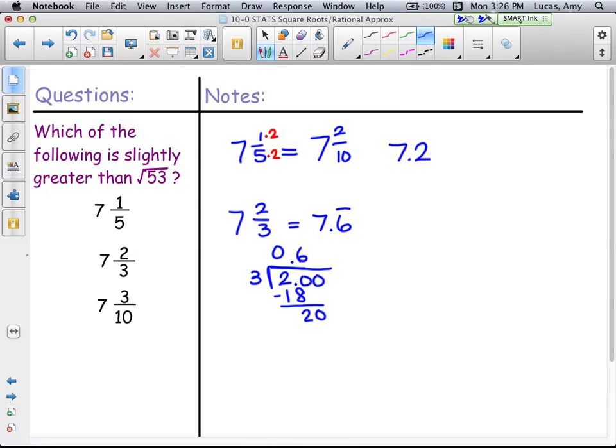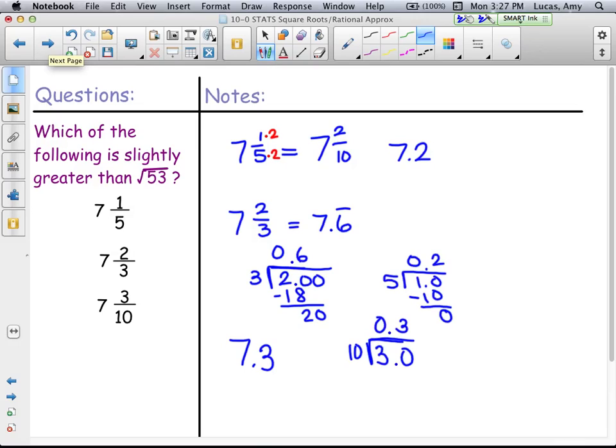1/5, if you're not good at knowing that 1/5 is the same as 2 tenths, which is 7.2, you could divide 5 into 1.0. 5 goes into 10 twice. So that's how you could determine that 1/5 is 2 tenths. And then the bottom one, 7 3/10 is 7.3, because the first decimal place is tenths, and 3/10 again, if you needed to divide 3 by 10, add your decimal point and your 0. 10 goes into 3 0 times, but into 33 times. No remainder.